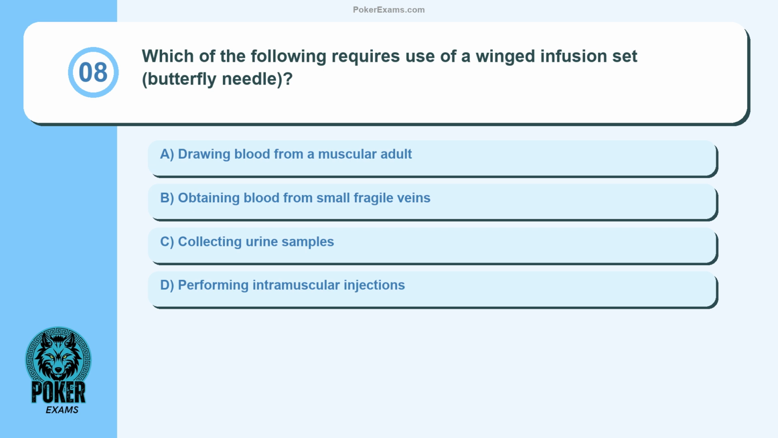Question 8. Which of the following requires use of a winged infusion set, butterfly needle? Drawing blood from a muscular adult. Obtaining blood from small fragile veins. Collecting urine samples. Performing intramuscular injections.